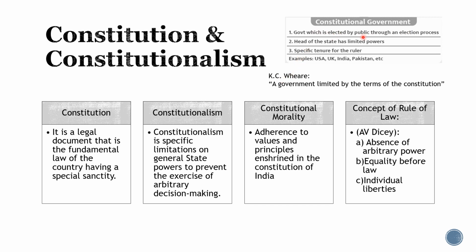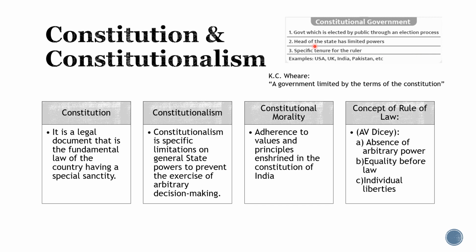Constitutional government is a government which is elected by the public through an election process. The head of the state has limited powers, of course, and there is a specific tenure of the ruler. All of these rules are met in our constitution as well, and some example countries are USA, UK, India, Pakistan, etc. A government that is limited by the terms of the constitution is a constitutional government.